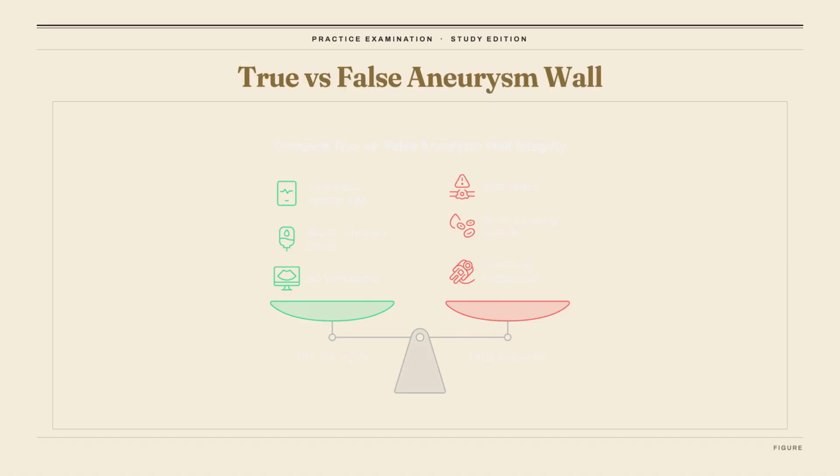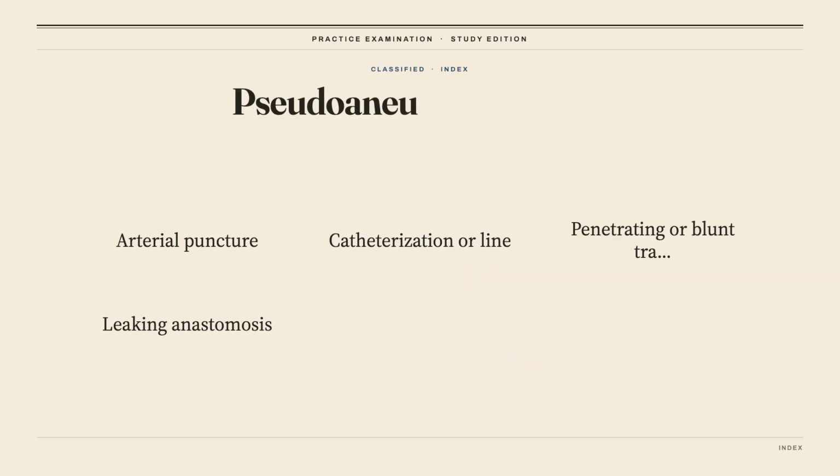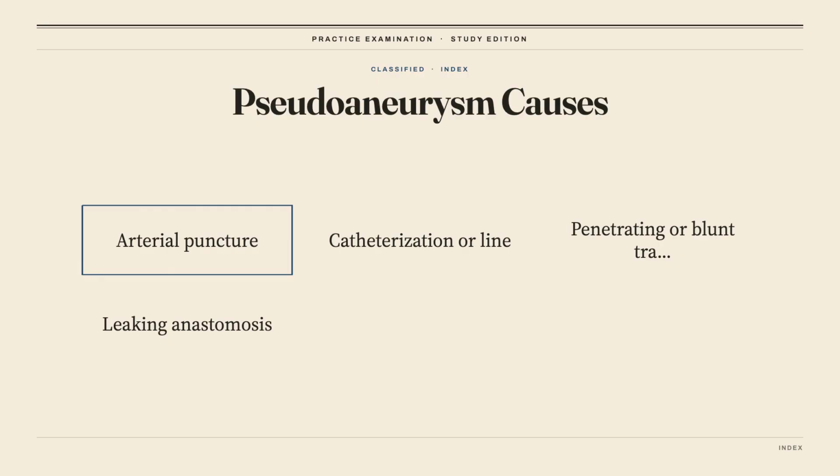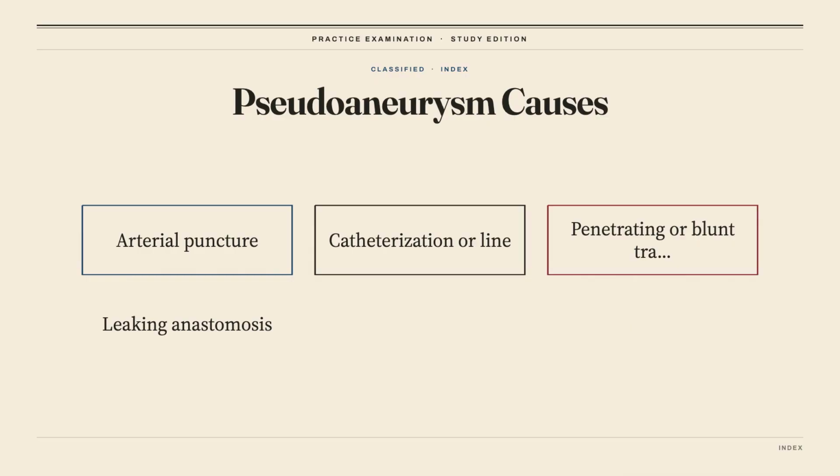In a pseudoaneurysm, blood escapes through an actual hole in the wall and is held only by surrounding tissue, forming a pulsating hematoma still connected to the artery through that defect. The blood being outside the vessel, rather than inside a stretched but intact wall, is the essential distinction. Because its containment is just fragile tissue never built for the job, a pseudoaneurysm can expand, compress nearby nerves and veins, become infected, or rupture with little warning. Its causes are mechanical rather than degenerative: arterial puncture, catheterization or line placement, penetrating or blunt trauma, and leaking anastomoses at a graft site.